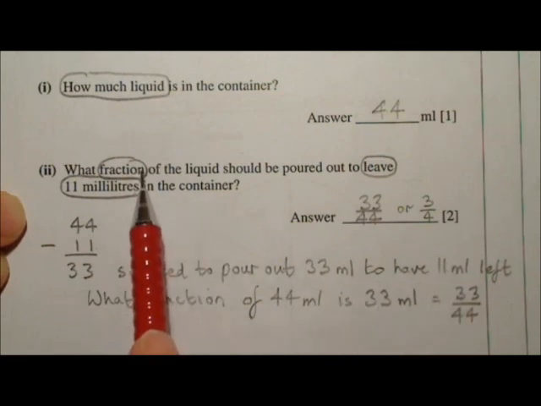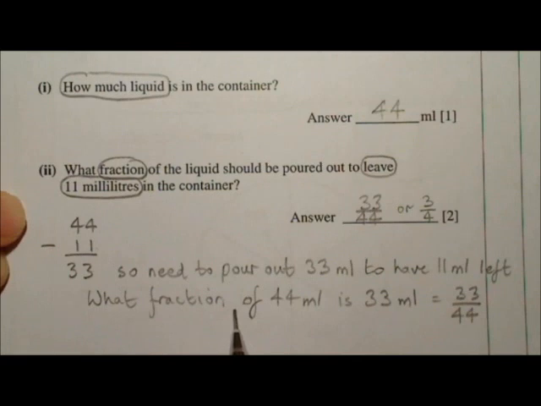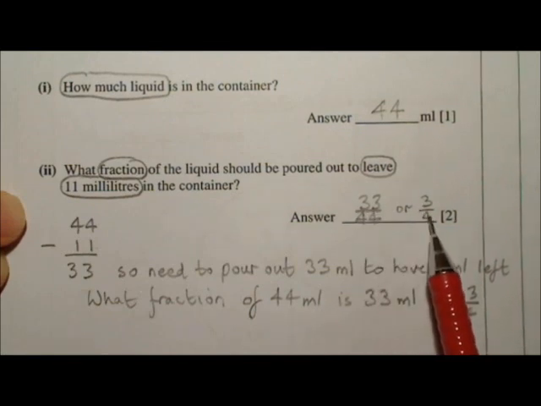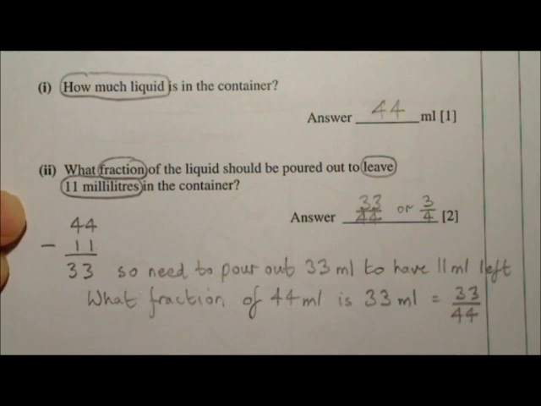But they want to know what fraction of the liquid has to be poured out. So that's 33 milliliters out of 44, which is what was originally in the container. So the fraction then is 33 over 44, and that simplifies to 3/4.